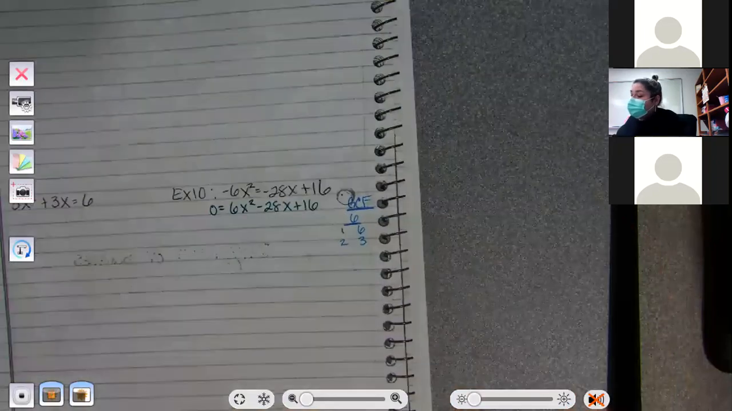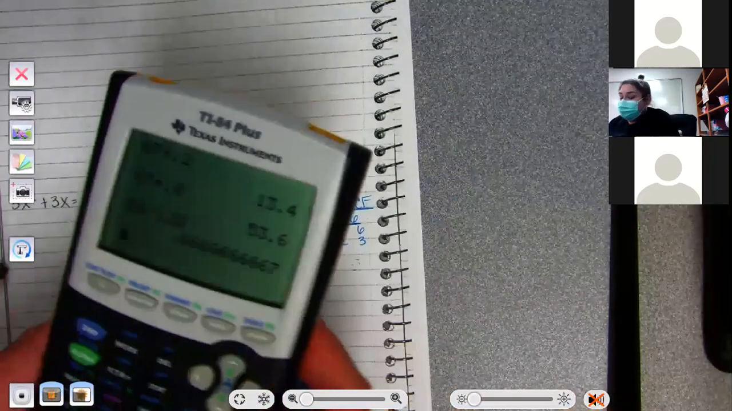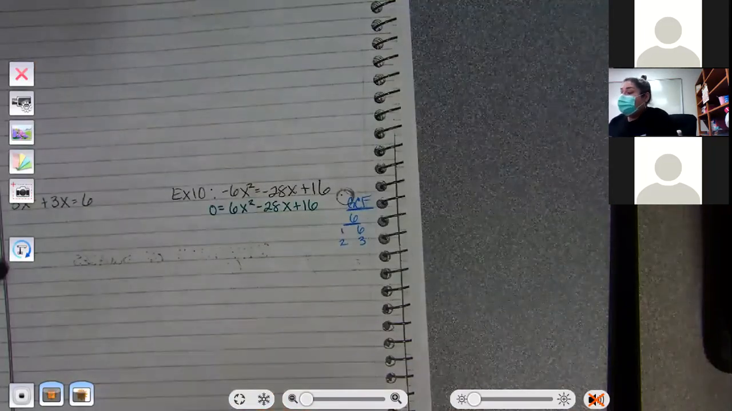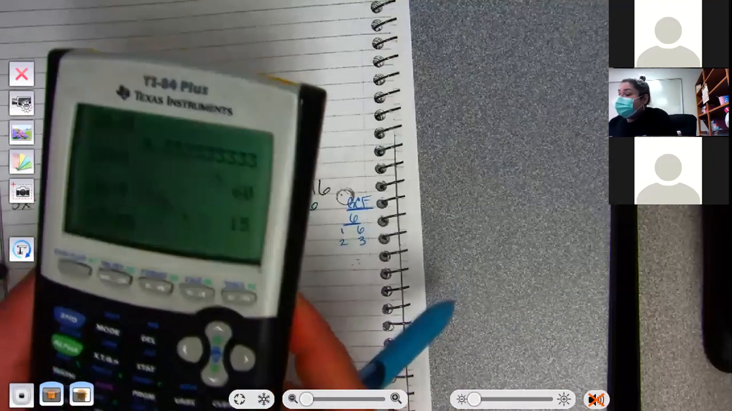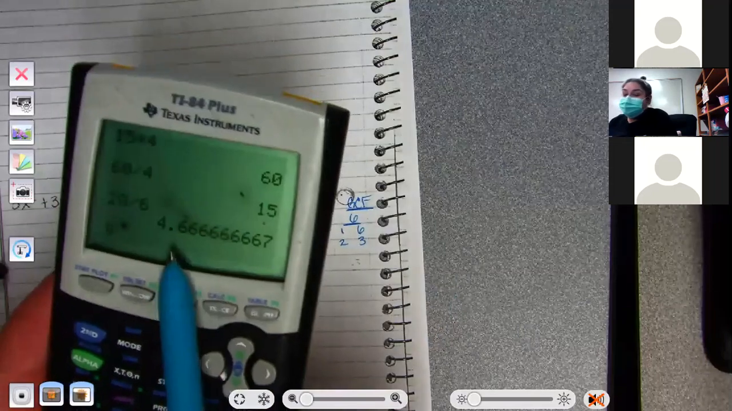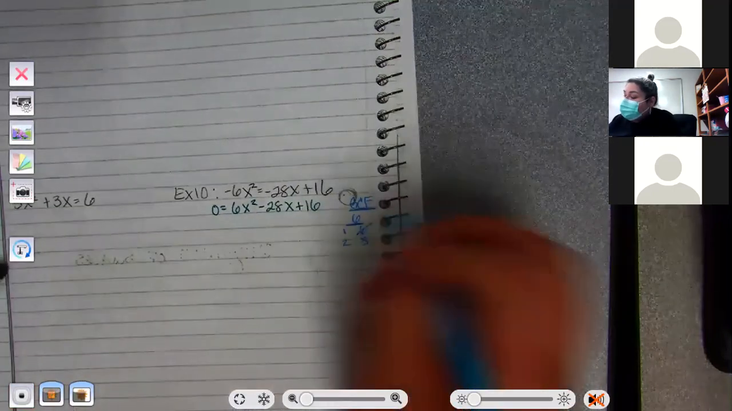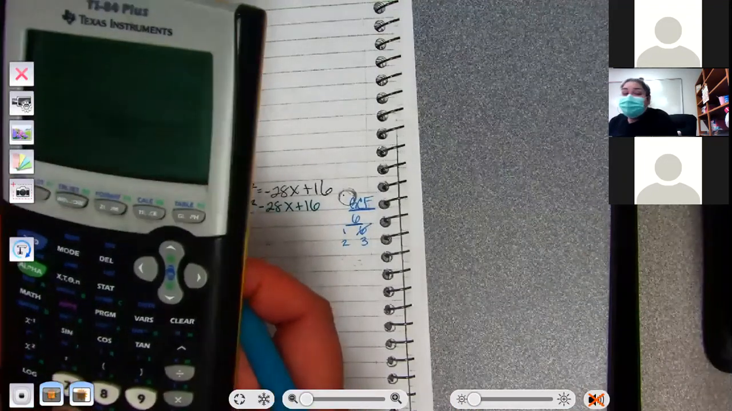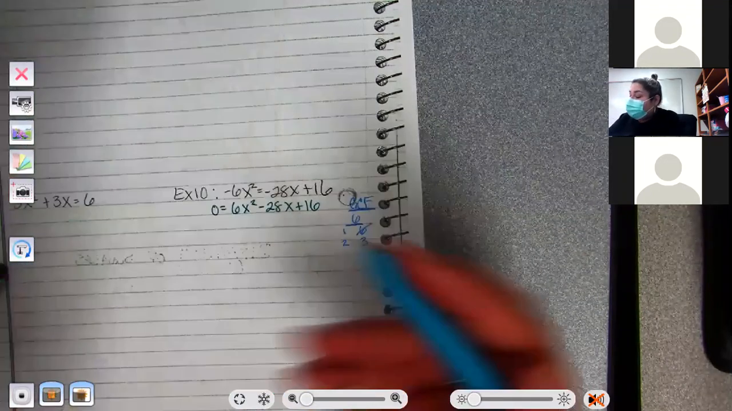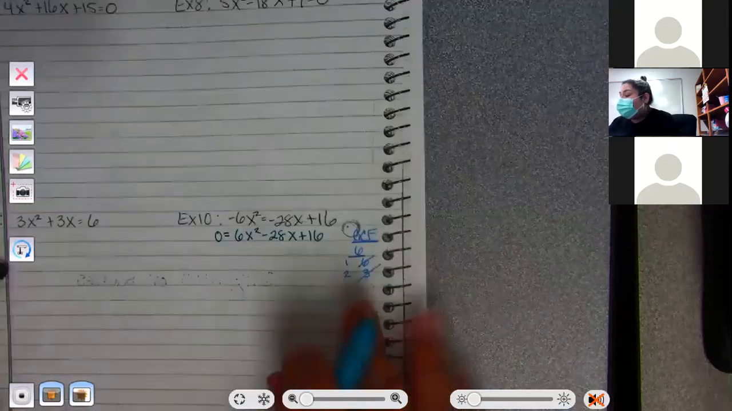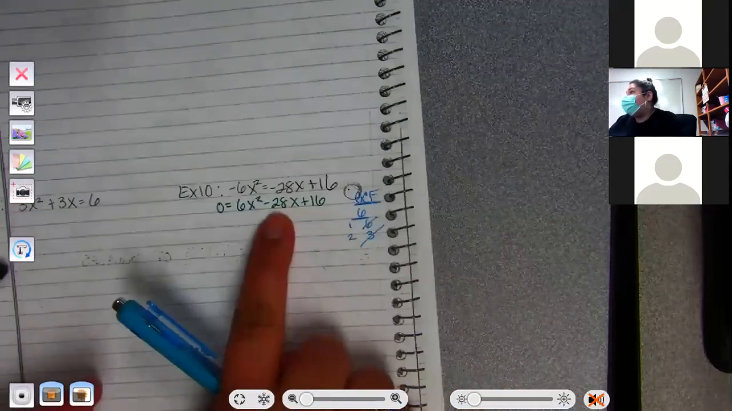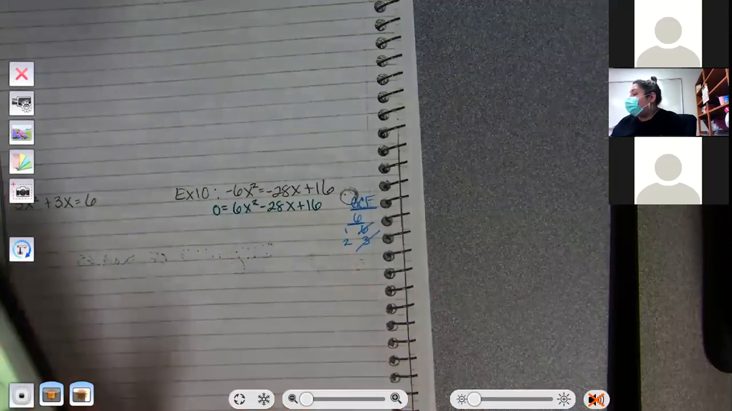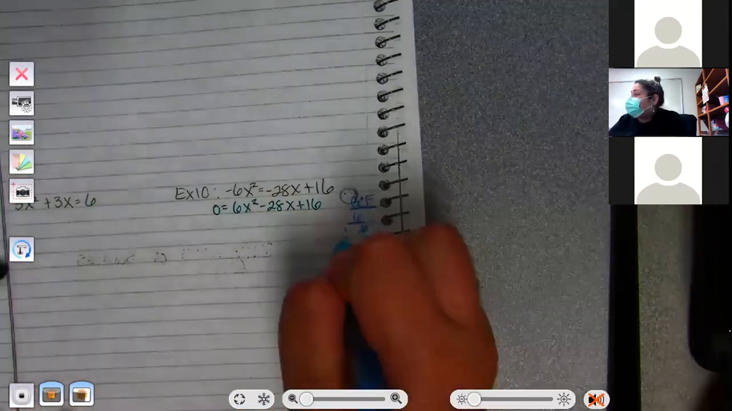Can 6 go into 28 evenly? If you have a calculator, you can just do 28 divided by 6. Oh, this calculator, why do I keep grabbing it? 28 divided by 6 is a decimal. So no, that's not your greatest common factor. Well, what's the next biggest number? 3. So 28 divided by 3 is also a decimal. So no, that's not going to work. What about 2? Well, obviously, an even number is always divisible by 2, right? And 16 is divisible by 2. So your greatest common factor here is going to be 2.